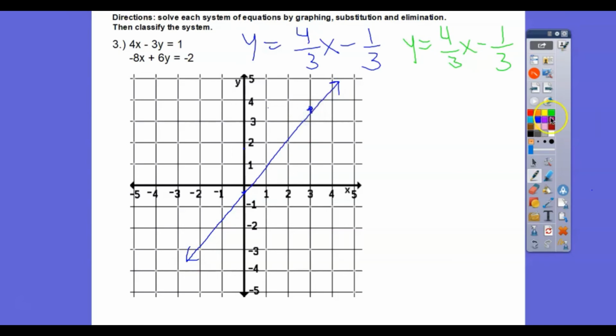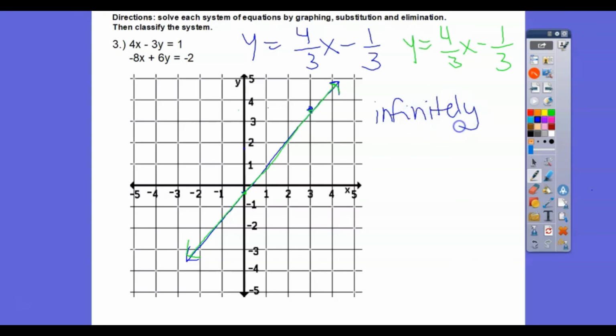And then here we have the green line. So you do exactly the same thing. Here's my point, negative 1/3. You go up 4/3, up 1, 2, 3, 4, 1, 2, 3. And you have basically drawn exactly the same line. So these two lines are the same. They touch all the time because they're exactly the same. So we say that we have infinitely many solutions.